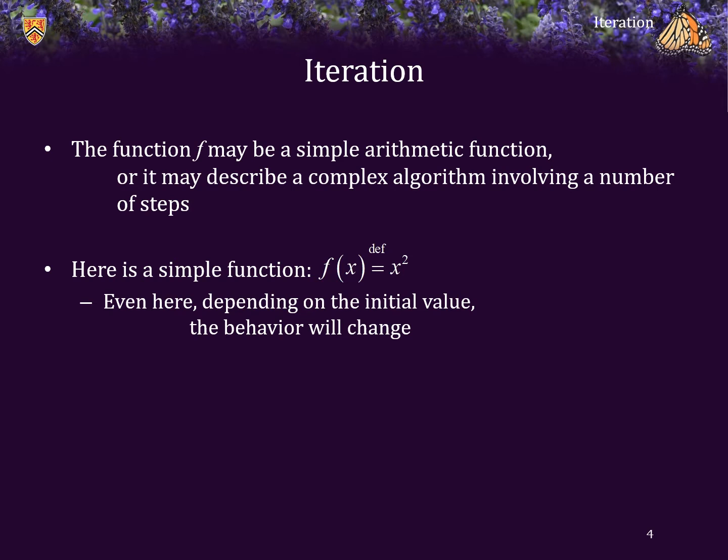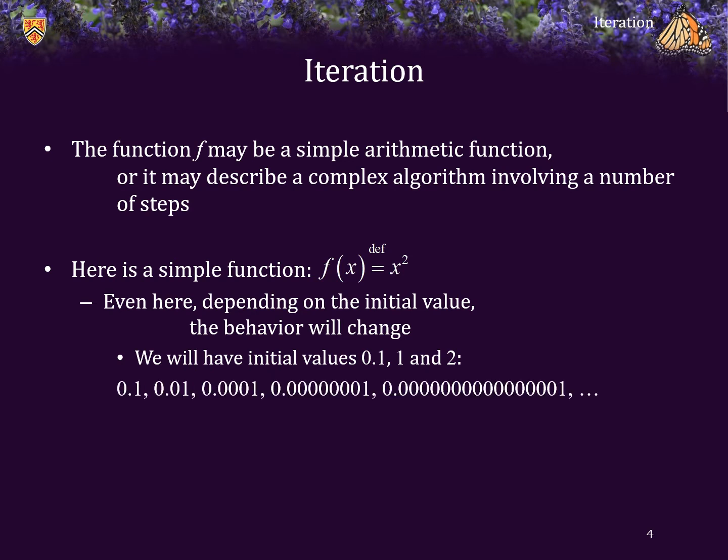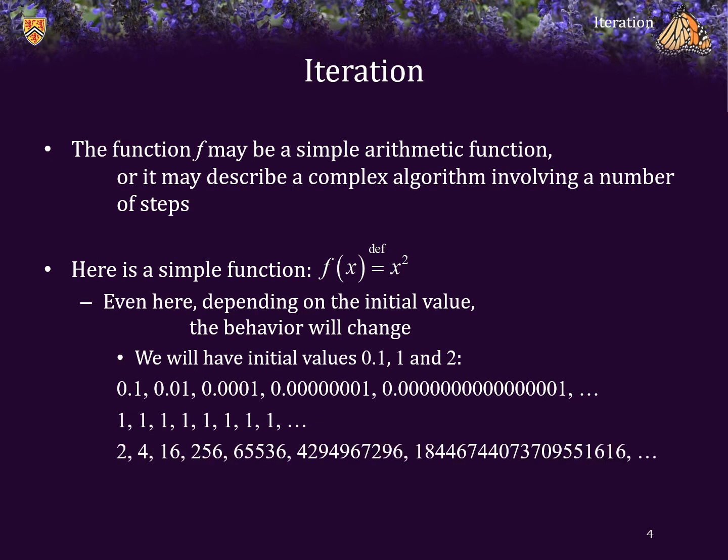Even here, depending on the initial value, the behavior will change. We're going to look at three initial values, 0.1, 1, and 2. If we start with 0.1, squaring that we get 0.01, squaring that we get 0.0001, and so on and so forth. And as we can see, this seems to converge to the value 0. On the other hand, if we start with the initial value 1, squaring 1 always leaves you with the value 1, and so this creates an infinite sequence of 1s. However, if we start off with 2, squaring that gives you 4, squaring 4 gives you 16, squaring 16 gives you 256, and so on and so forth. And as you can see, this appears to diverge to infinity.